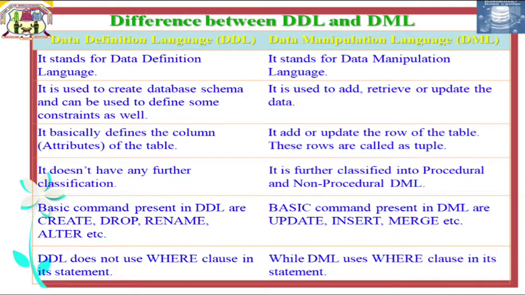DDL does not have any further classification. DML is further classified into procedural and non-procedural DML. In DDL, the basic commands present are create, drop, rename, alter, etc. In DML, the basic commands present are update, insert, merge, etc. DDL does not use a where clause in its statements, while DML uses a where clause in its statements. These are all the basic differences between the DDL and DML.